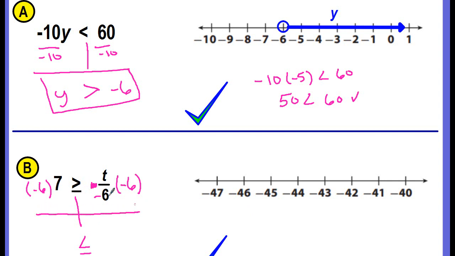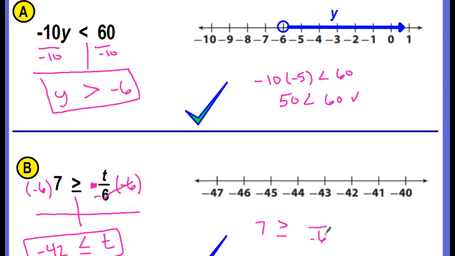And we can simplify here. Multiply -6 times 7 is -42. And the -6s simplify to 1, t over 1, which is just t. So our solution is -42 is less than or equal to t. So let's check it. Come back to our original. 7 is greater than or equal to. We want to replace t with some value that is greater than -42.